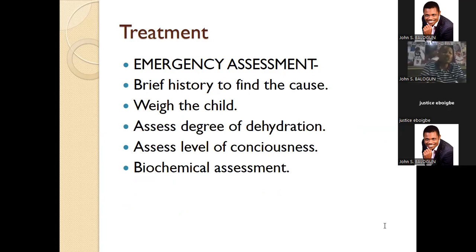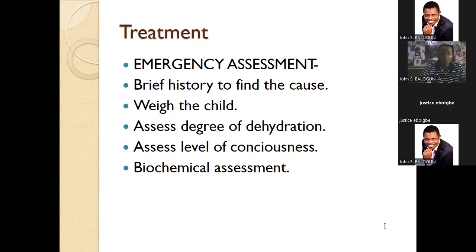While you are doing all of those emergency assessments, remember to take a quick history to find out the cause, and then you weigh the child. Don't forget, in children, we deal with weight. Weight is very, very important. You weigh the child, and then you assess the degree of dehydration, assess the level of consciousness, and also do biochemical assessment. That is why you collect all of those.